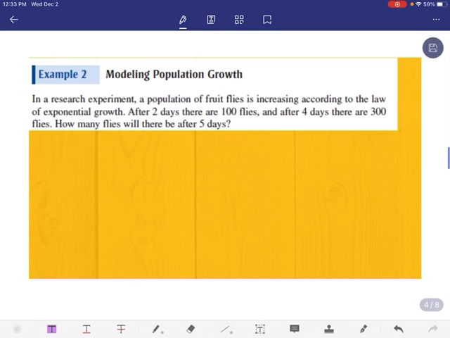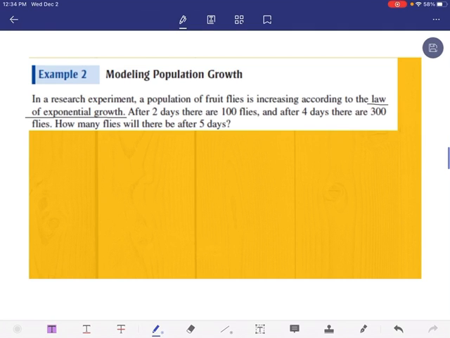Alright, so let's look at another example. We've kind of talked about in several of our graphing examples how this can be used for population. It can be population of people, population of animals, and in this case we're specifically going to be talking about population of flies. So it says, in a research experiment, a population of fruit flies is increasing according to the law of exponential growth, and that's going to be important. After 2 days, there are 100 flies, and after 4 days, there are 300 flies. How many flies will there be after 5 days?